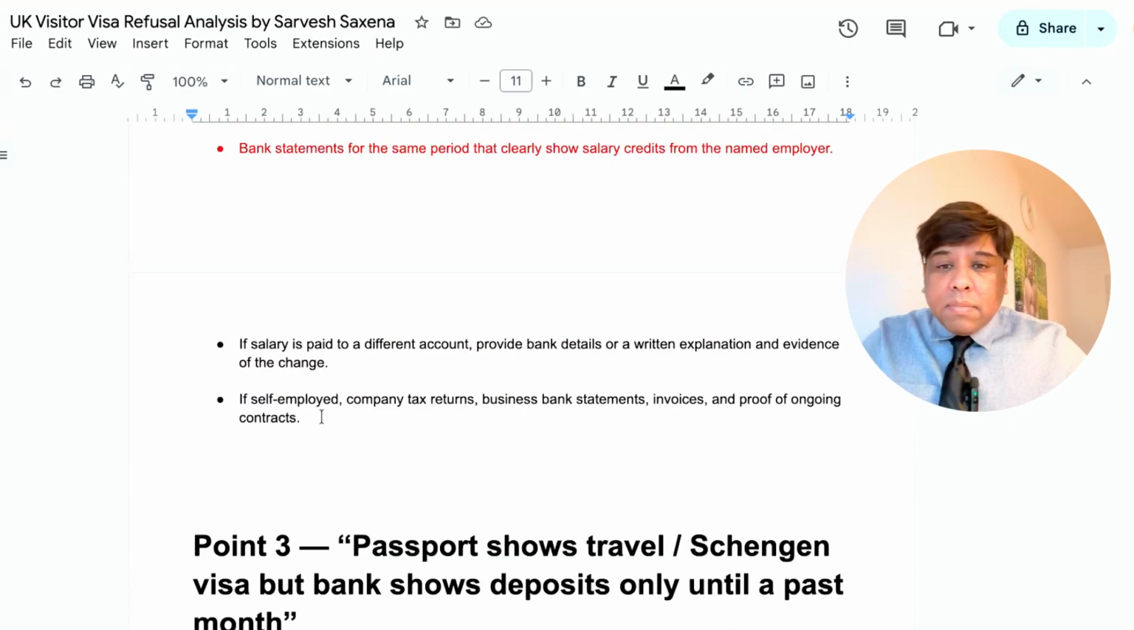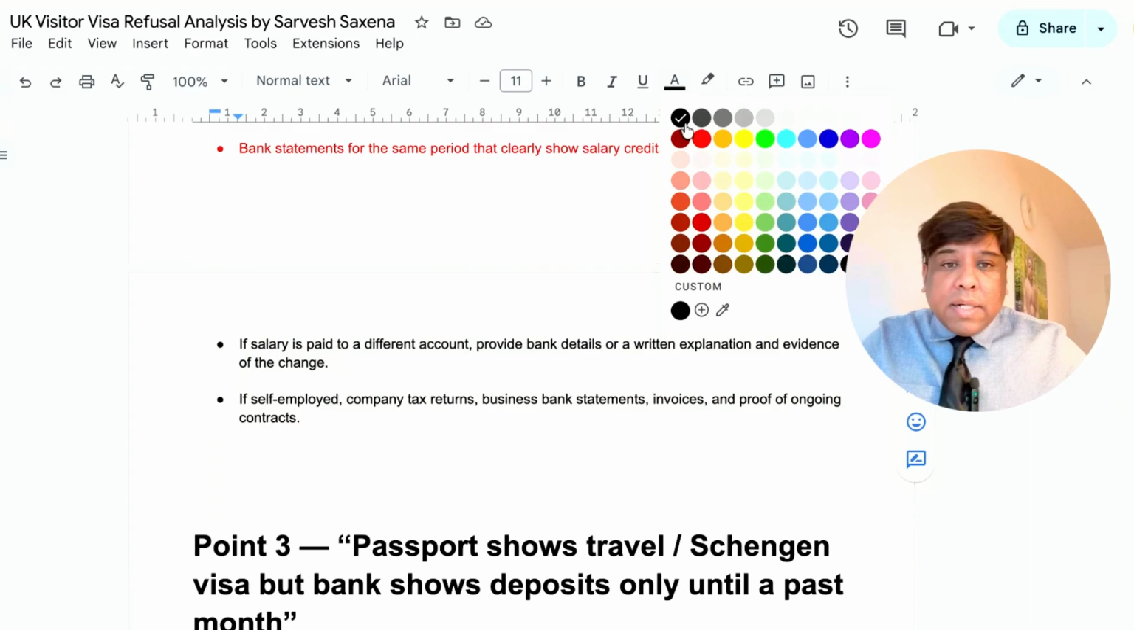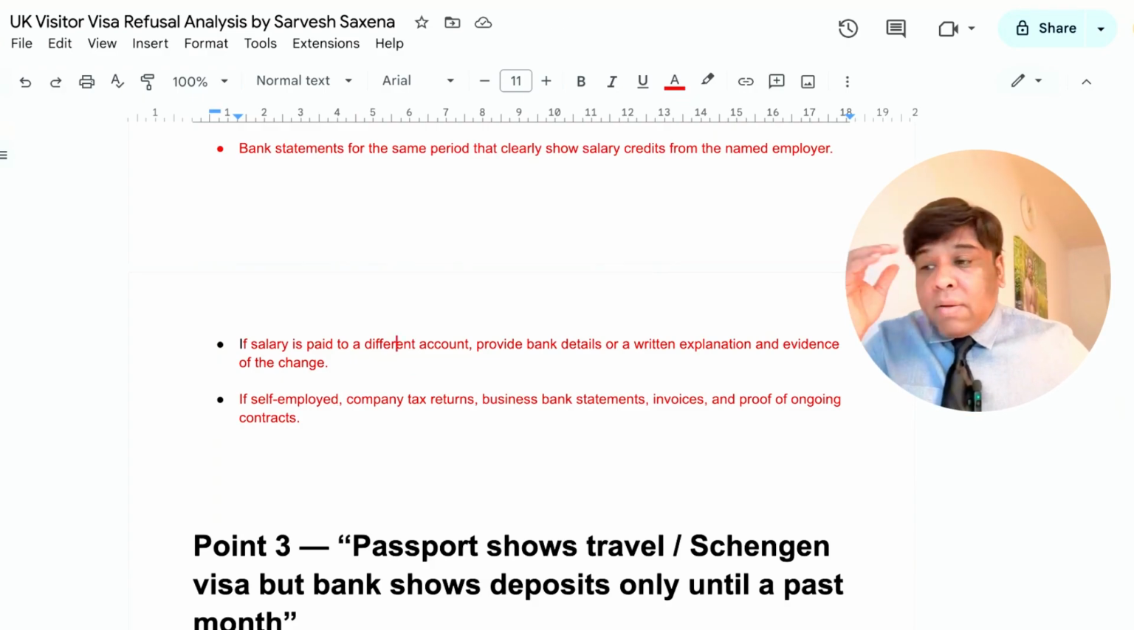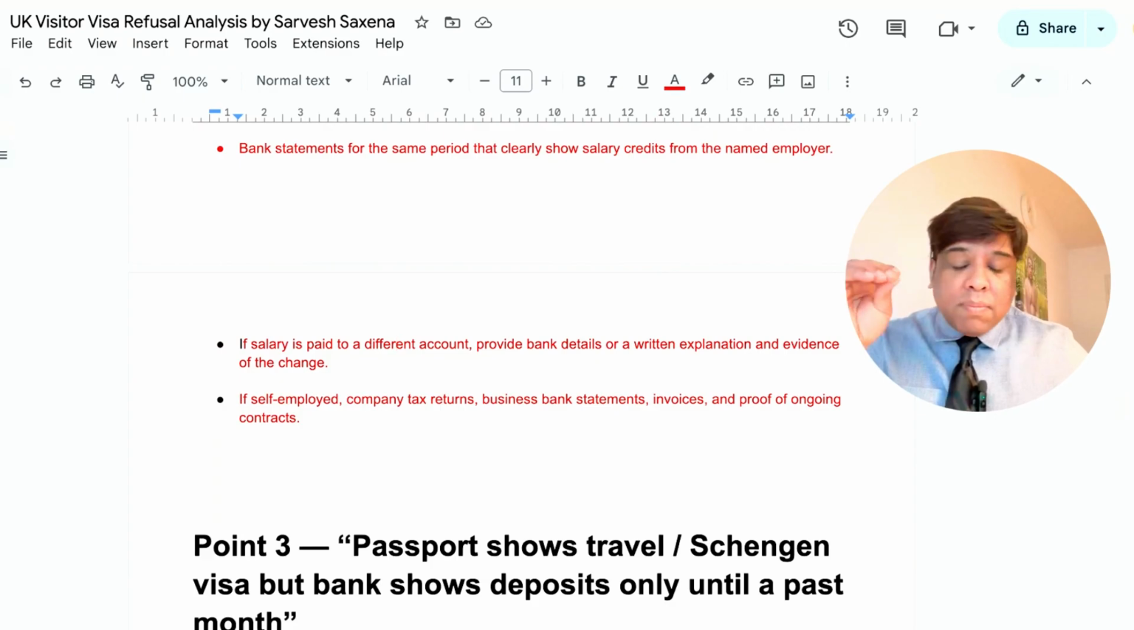Next, I'm going to highlight this in red. I've already covered that if it's paid into a different bank account, then you need to provide a written explanation also. If you are self-employed, now this is a pain for people who work for themselves, and I'm going to address it. So please pay attention.